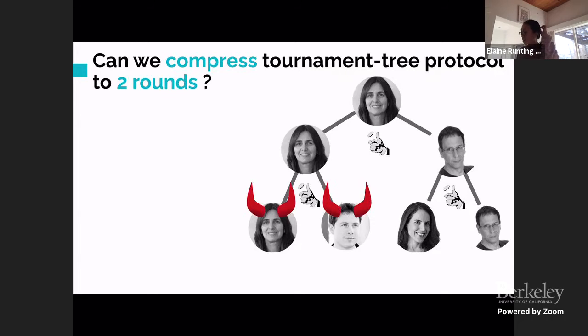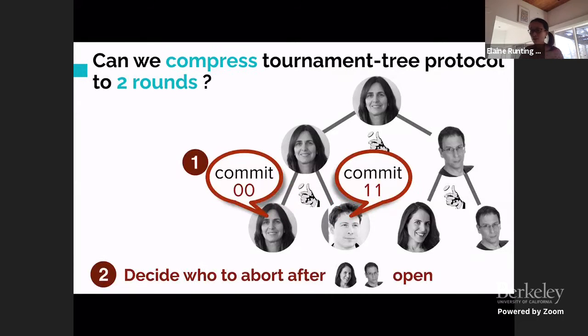For example, imagine in this case, Shafi and Alessandro are corrupted, like they're in the coalition. And here's the definitive winning strategy. Let's say Shafi commits to 0-0 and Alessandro commits to 1-1. And then they can look at the honest players opening and decide that one of them will abort. They'll pick the right one to abort such that the other one will definitively win. Okay, so this very naive idea doesn't work.